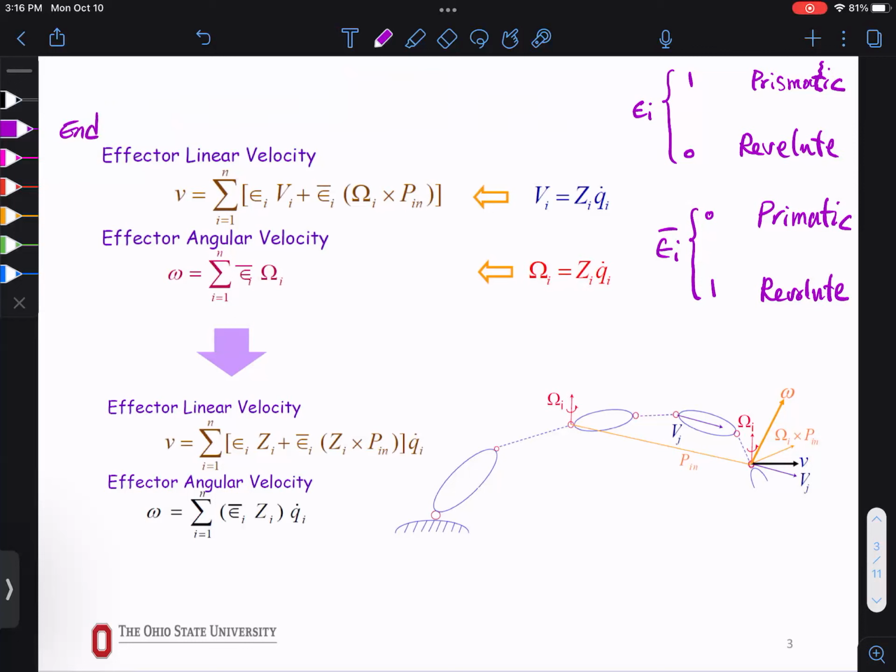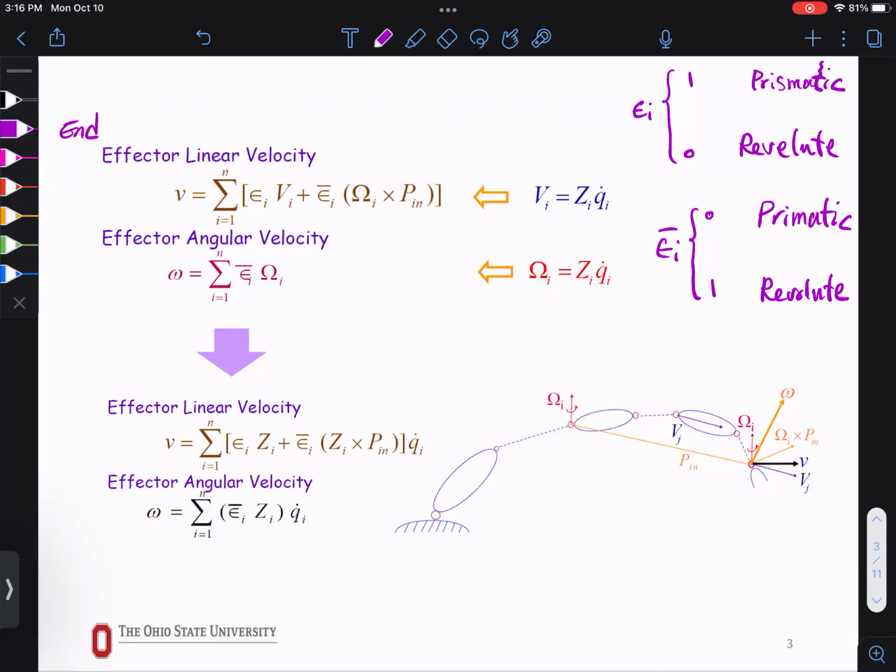Our end effector linear velocity will be the summation of epsilon i times v_i. If joint i is prismatic, it is 1, the direct linear velocity, plus epsilon i naught times omega i cross product of p, which is the distance. Epsilon i naught for prismatic is 0, for revolute is 1. So for the revolute, there is a p defined, an offset that will have a value. If it's 0, then it will be 0.